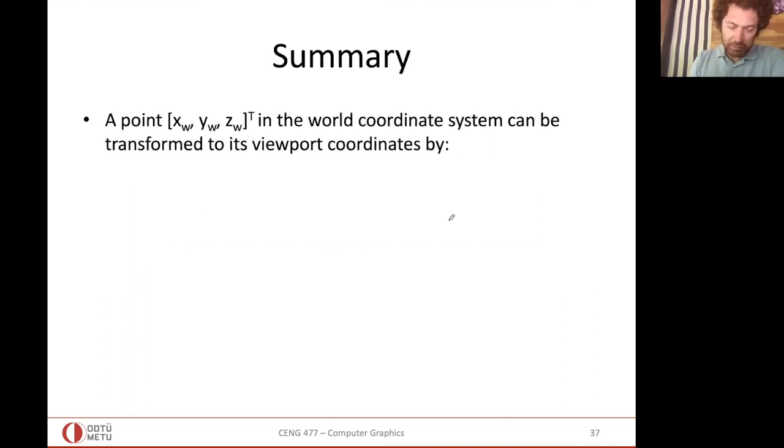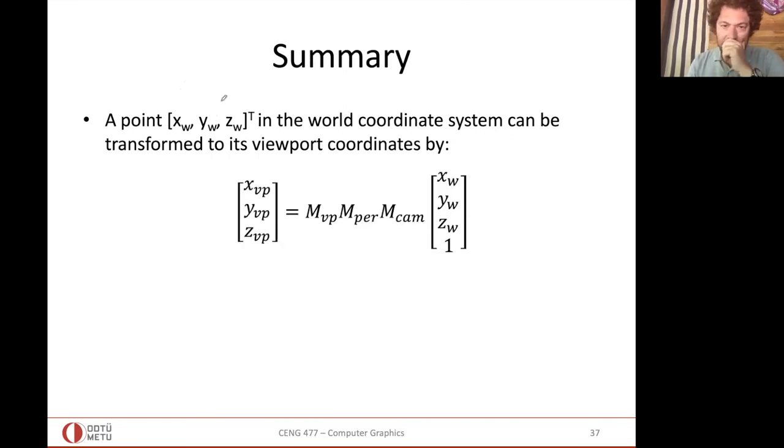And in summary, we have this world coordinate after the model view transformations of the previous week. Using first the camera transformation, then the projection transformation, and then the viewport transformation, we get these viewport coordinates in 2D. And the third viewport coordinate is still extremely useful for the visibility test in your Z buffer.